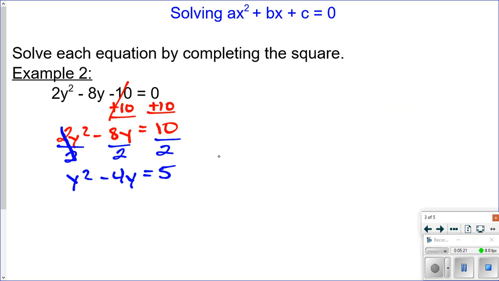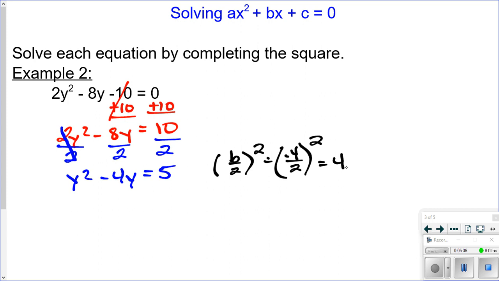So we're going to find out what that b divided by 2 squared value is. So that's negative 4 divided by 2, and square that. So that'd be negative 2 times negative 2, which is positive 4. So I'm going to add this value to both sides to complete the square. So that gives me y squared minus 4y plus 4 equals 5 plus 4.